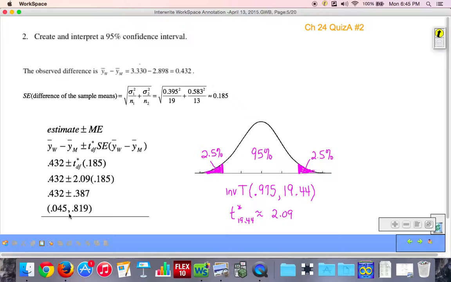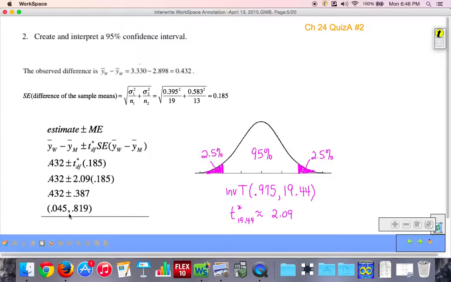Now we can draw a conclusion about this confidence interval. Our conclusion would be we are 95% confident that the mean GPA for college women is 0.045 to 0.819 points higher than the mean GPA for college men. Let me say that again. We are 95% confident that the mean GPA for college women is 0.045 to 0.819 points higher than the mean GPA for college men.